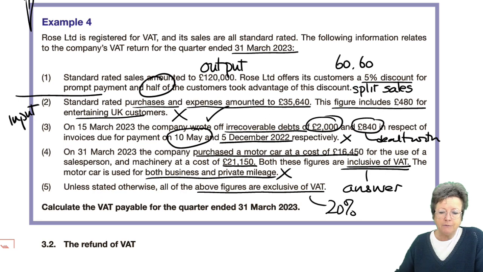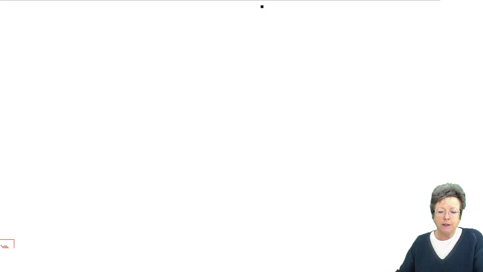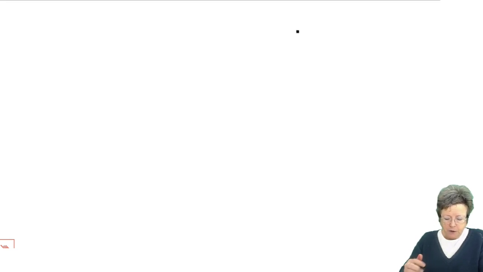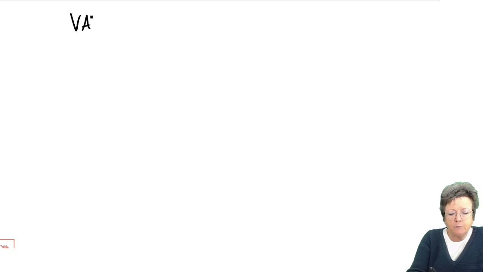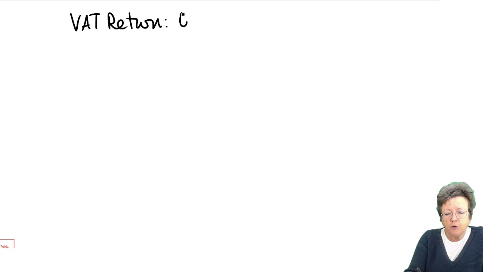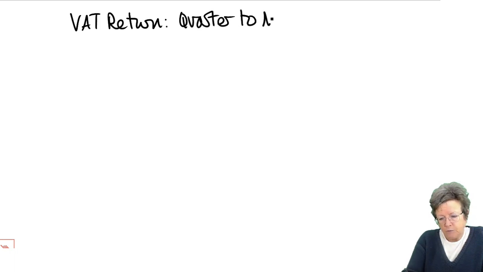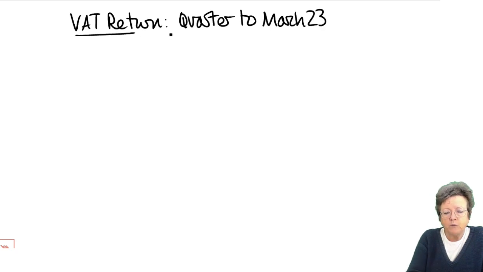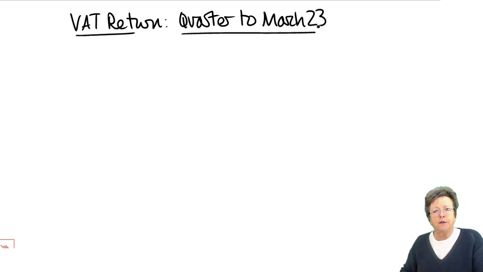So calculate the VAT for the quarter. Let's have a look at how that works. So it's the VAT return for the quarter to March 23. Heading, always. Nice, neat, well presented answers, please.